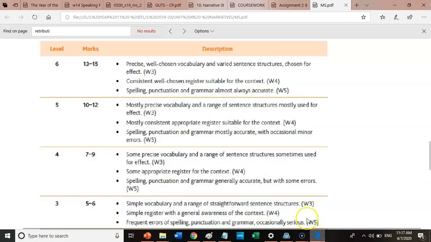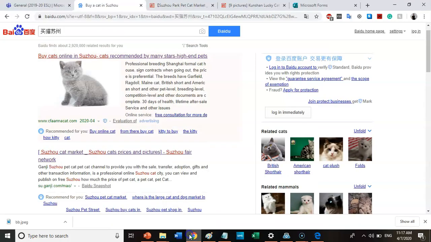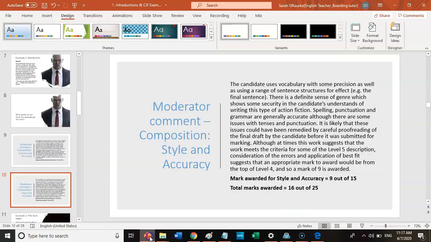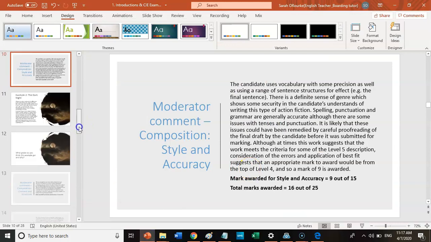So notice that if your work is sometimes here and sometimes here, the examiner will need to make a judgment. Is this person bottom of band 5 or top of band 4? And they will give you the band that they think best fits your piece of work. And it's sometimes hard to argue with that because it's a little bit subjective, it's a little bit personal, right?